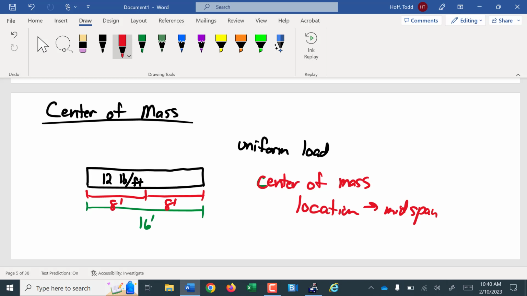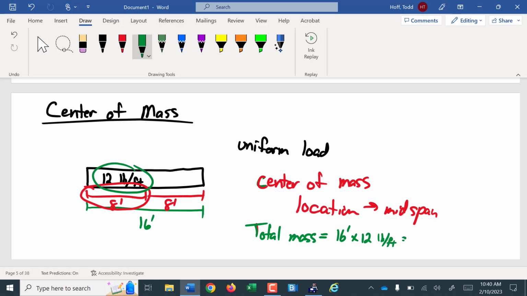Now, when we're engineering, we tend to work from the left end of any sort of beam or saddle like this. Just because you go left to right, we tend to work left to right. So if I were to say that the center of mass is at 8 feet, I'm saying it is 8 feet from the left end of that structure. The other thing we need to know is total mass. And this is something we kind of looked at last time around. The total mass was that pounds per foot times the length. So 16 feet times 12 pounds per foot, which in this case, 192 total pounds.